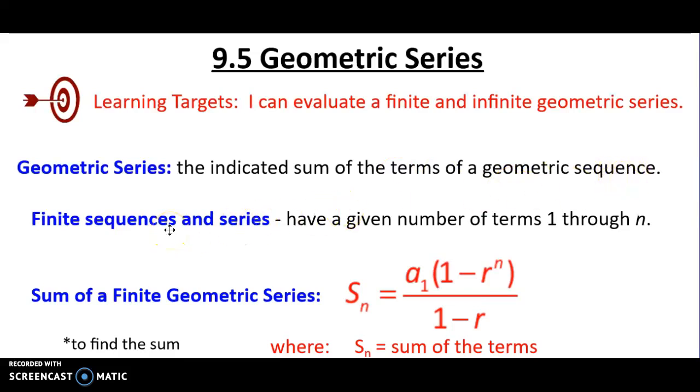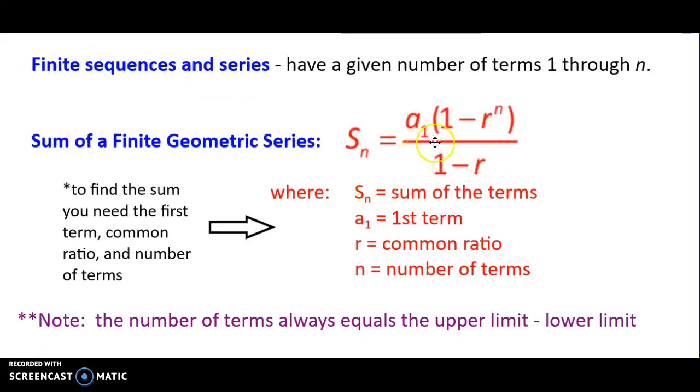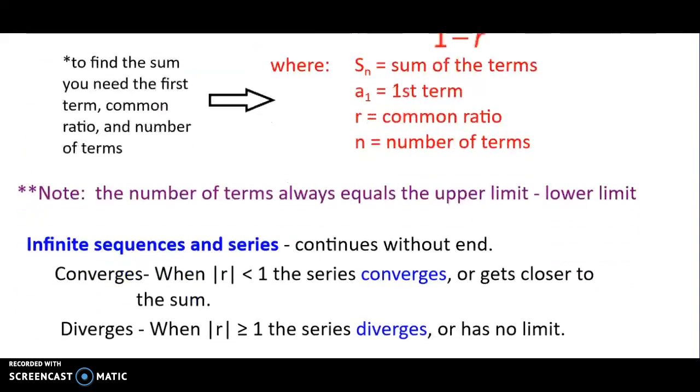If the sequence or series is finite, that means it has a given number of terms, a set number of terms. And the formula for finding that is taking the first term and multiplying it by 1 minus r, which is the common ratio raised to the nth power, which is the number of terms, over 1 minus r. So you're going to need the first term, the common ratio, and the number of terms to find that sum. If you have summation notation and you want to know how many terms the series has, you take the upper limit and subtract the lower limit.